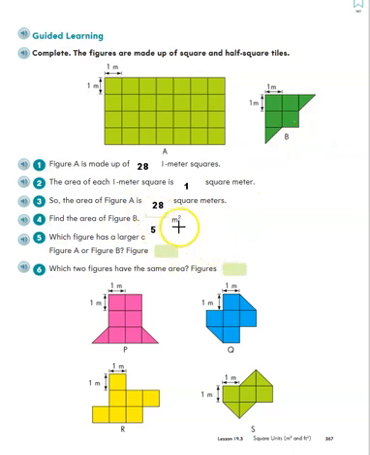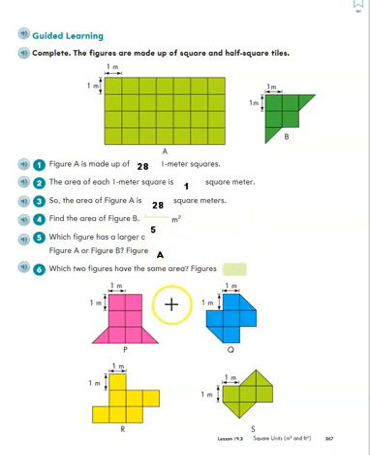And remember, guys, we write that with our M for meter and then our squared, which is the floating 2 up there. All right, number 5, which figure has a larger area, figure A or figure B? So we can clearly see, right, guys, the surface that we have here is much, much bigger than the surface we have here. Okay, so the area of figure A is much bigger than the area of figure B.